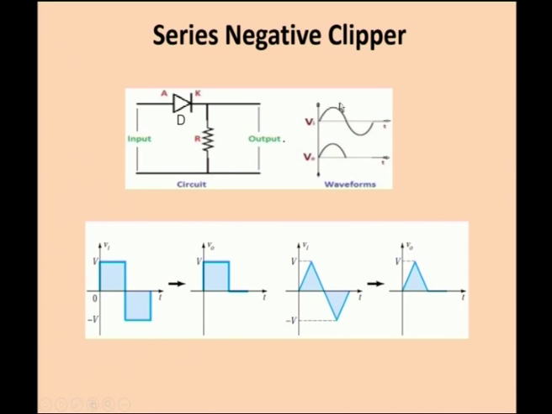Only for the positive half of the input signal the diode conducts and it follows the input, and for the negative half of the input signal the diode does not conduct and there is no current flow. So, the output is 0, it maintains the 0 level, and this is for the sinusoidal waveform. These waveforms are for the square wave and triangular wave.